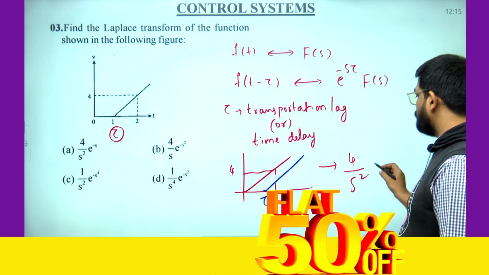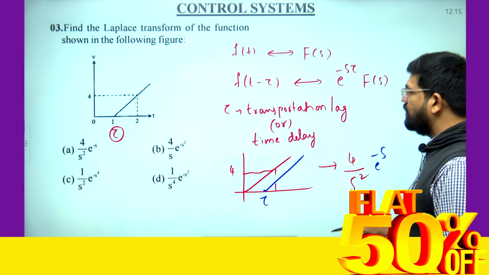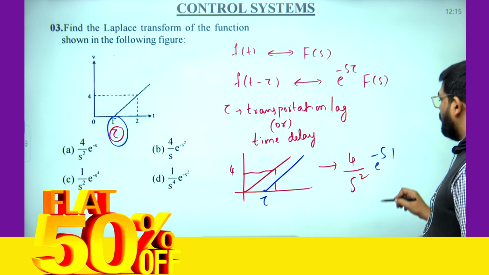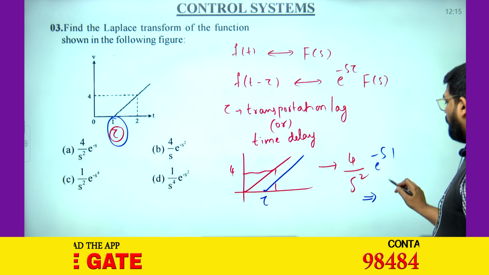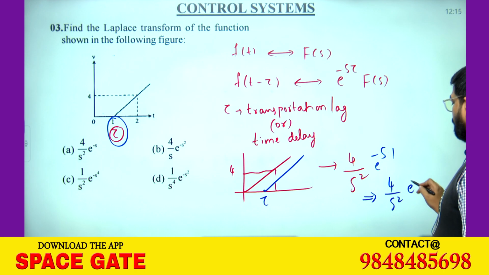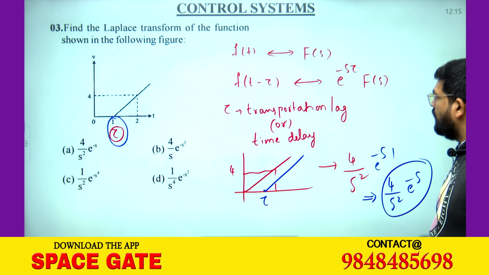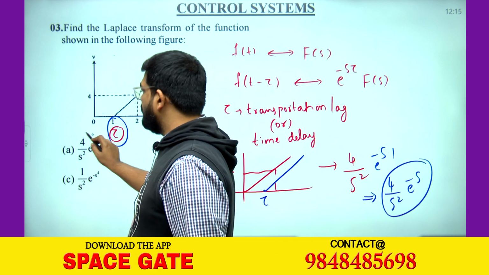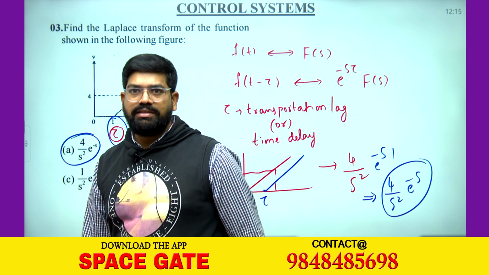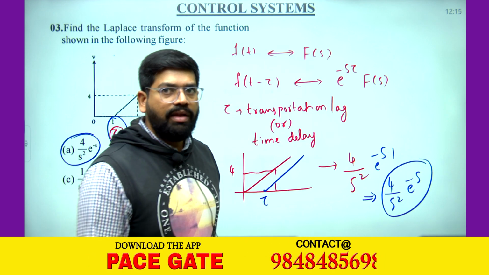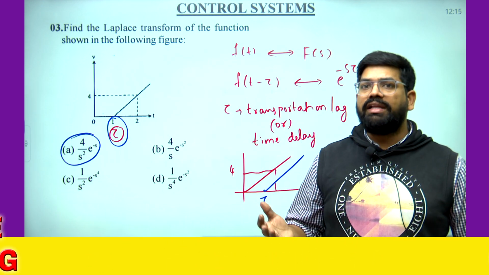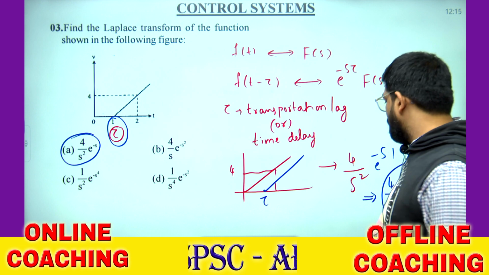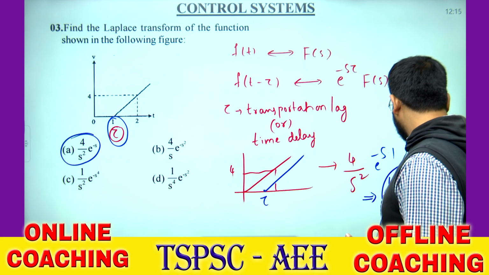So, some time delay is there, so e power minus s tau. Tau is how much here? 1. So, e power minus s into 1 we will take. What will be the result we get? 4 by s square into e power minus s only. This must be our right option here. So, which one is matching with that? 4 by s square into e power minus s. This is matching with our result. Okay. So, Laplace transform properties and basic transform pairs are also important for our exam, right? Easily you can crack it if you are good at these kinds of basics.